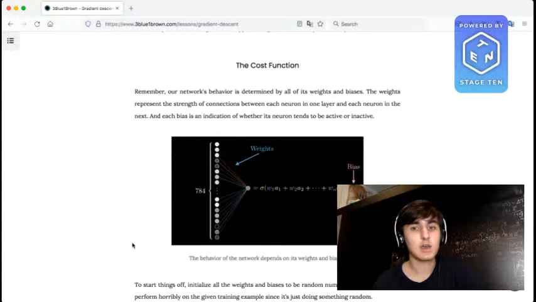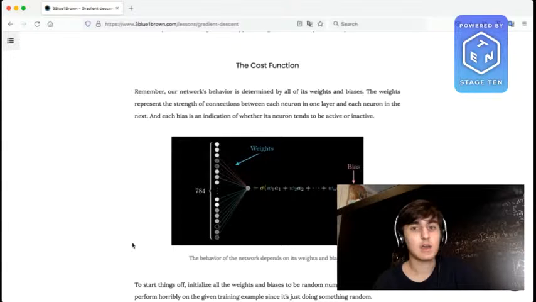To start things off, initialize all the weights and biases to be random numbers. This network will perform horribly on the given training example since it's just doing something random. For example, if you feed in the image of a 3, the output layer looks like a mess. There's a bunch of highlighted results, and he boxed them and said utter trash. Because it is. We don't get an answer. We just get a bunch of nonsense.